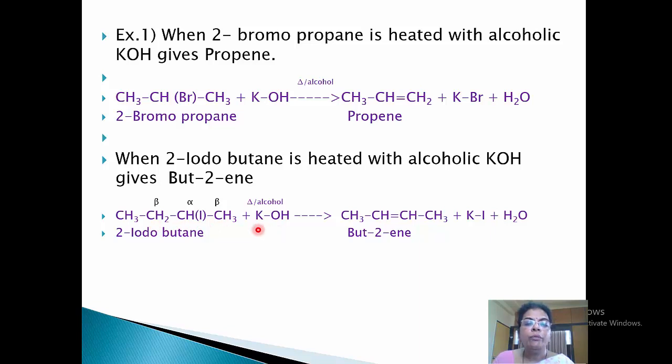Now when it is boiled with alcoholic KOH, the carbon atom which is bonded to iodine is the alpha carbon atom, and there are two other beta carbon atoms. This is one and this is the second. Now there is a possibility of formation of two products, but the major product is formed as but-2-ene, which is the most substituted. That is, there are two alkyl groups. Therefore, but-2-ene is formed as the major product, plus KI plus H2O.